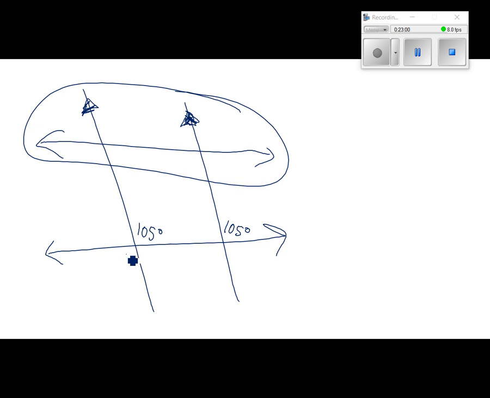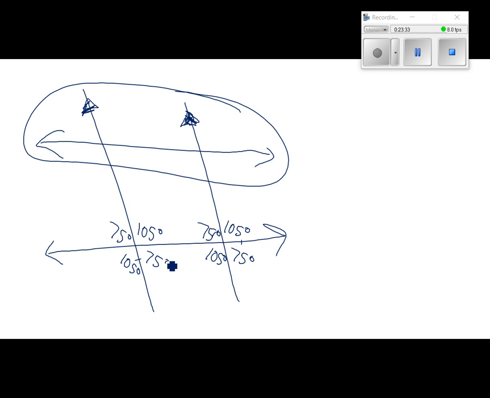Stop. How much is it? 105. Stop. 105. Stop. 75. 75, everybody agree with that? Stop. 75. Stop. 75. The last one? Stop. 75. Now, can you fill all those in? Yeah, we can. Sorry, I got screwed up.